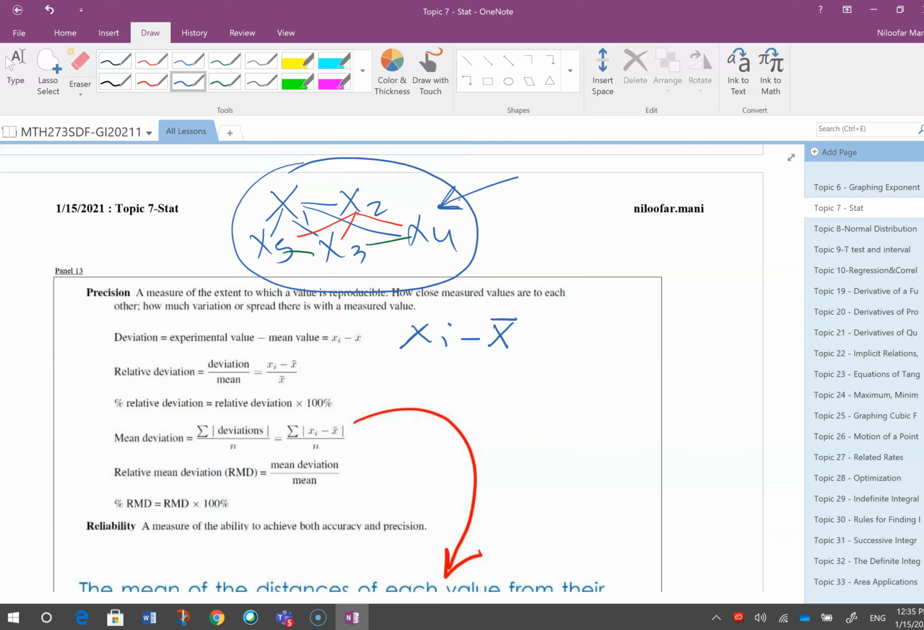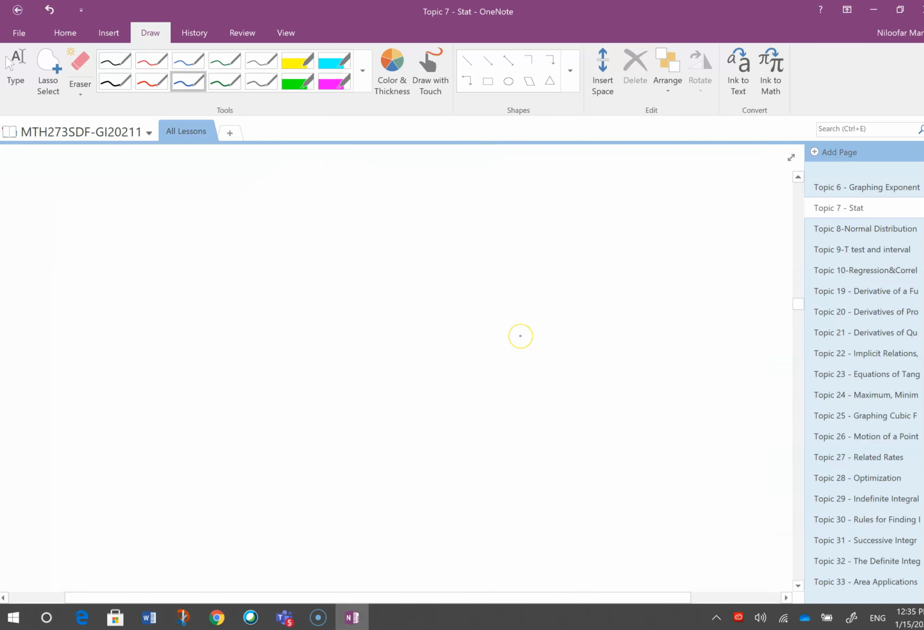So remember, we are doing this for precision. Precision means how close the data are to each other, so we don't think about the true value here. Then I do xi minus x bar divided by x bar, because I want to see the relative value.